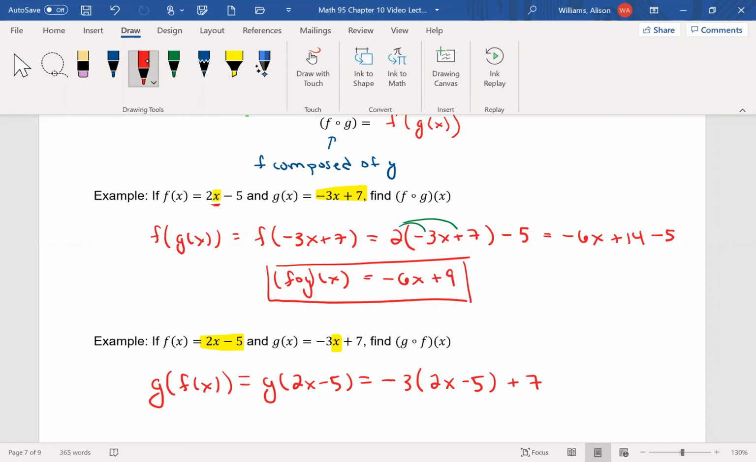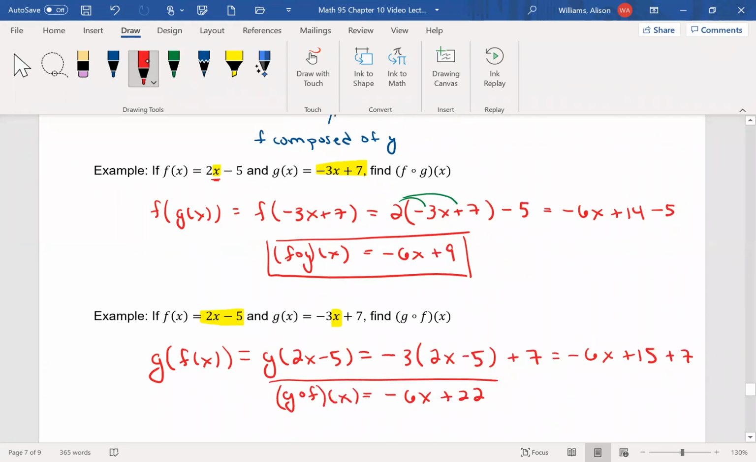So distributing that is going to give me negative 6x plus 15 plus 7. And if I simplify that, that'll be negative 6x plus 22. And that's g composed of f. So they're not the same. Switching it doesn't give us the same answer. We get two different answers. It's the idea of which function we're plugging into the other function.